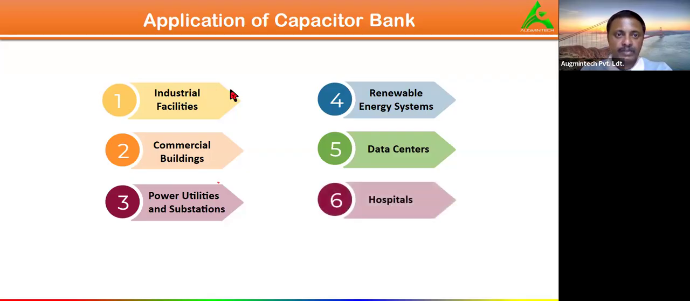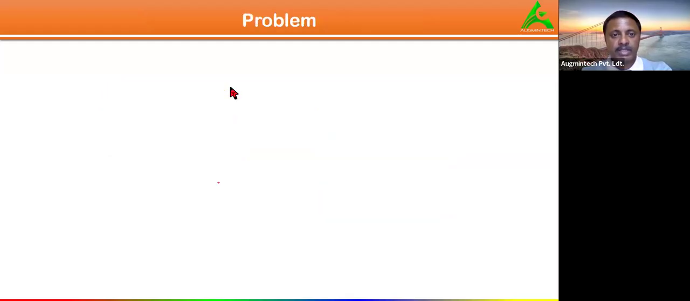And hospitals, yes, of course. Too many loads would be there. You might be using specialized machineries like MRI scanners or CT scanners. Each and every one of them might have certain harmonics. Yes, of course, here also we have to deploy capacitor banks.